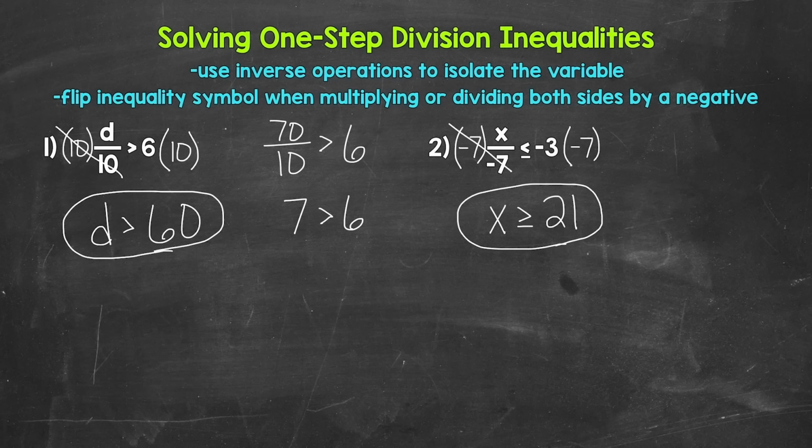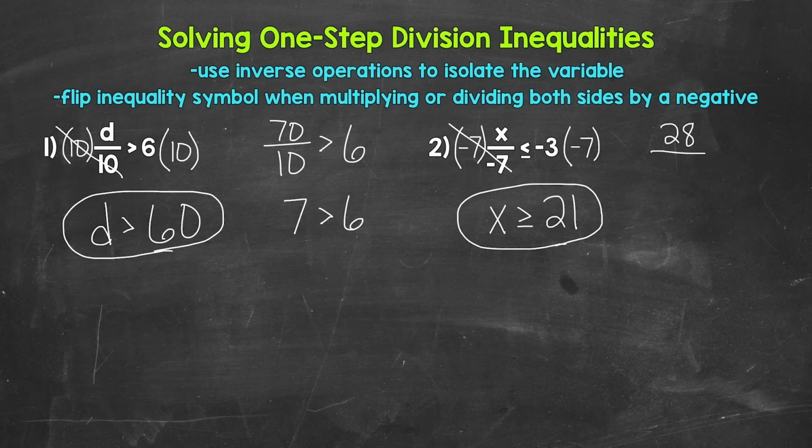So this is our answer. X is greater than or equal to 21. In other words, x can be anything greater than 21 or equal to 21. Now let's check a solution to make sure we are correct here. And let's use 28. That will work with the negative 7 since we are dividing here. So let's plug in 28 for x.